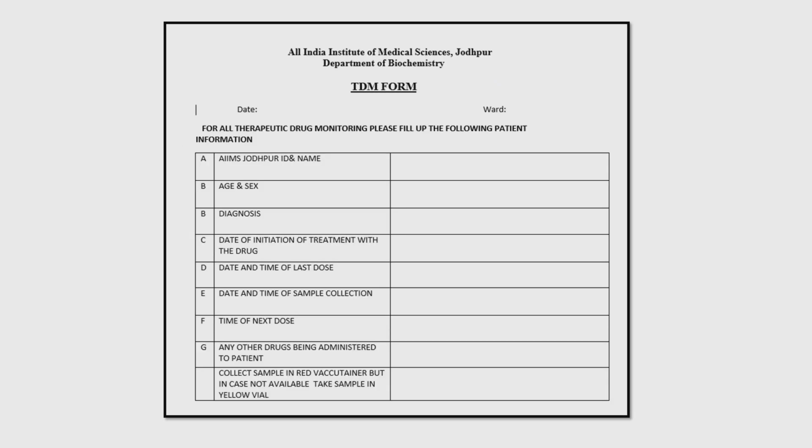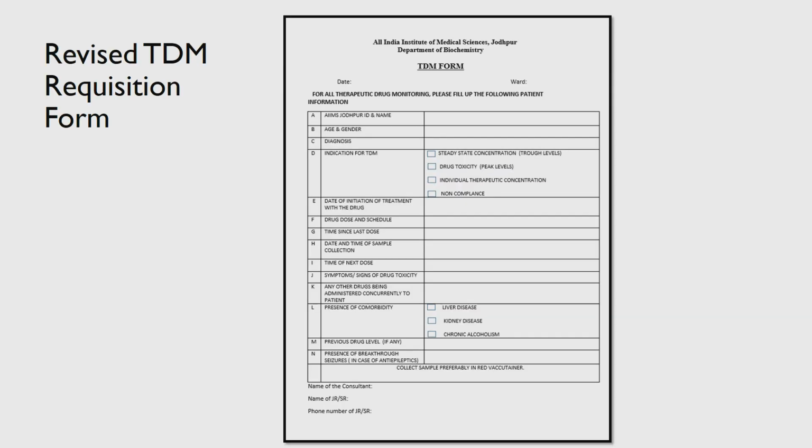Based on our experience, we have tried to change the TDM requisition form to include more information. This was our old TDM requisition form. In the new TDM requisition form, we have included the indication for TDM. It would make the users aware of the purpose of using the TDM, whether it is for the steady state concentration, or for drug toxicity, or for individual therapeutic concentration. We have also included the drug dose and schedule, which again influence the drug assay. We have also added the symptoms and signs of drug toxicity and any other drugs that are being administered concurrently to the patient.